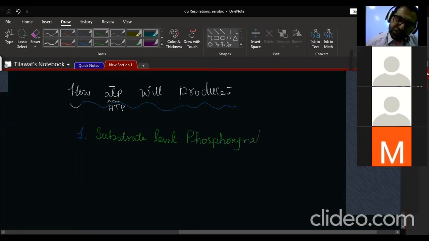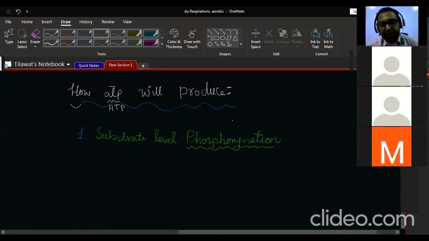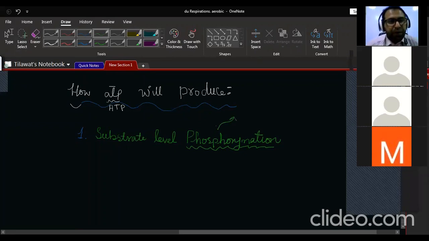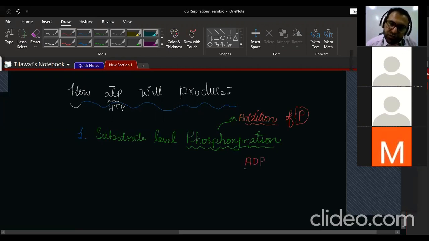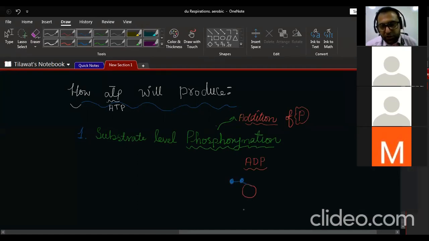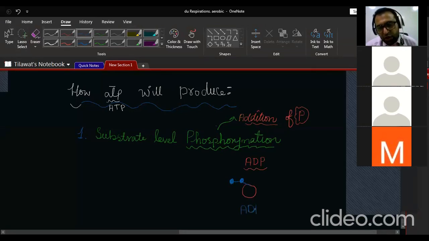What is meant by phosphorylation? Anyone please? Substrate level phosphorylation. Very good. Phosphorylation means adding phosphate to a molecule. Addition of phosphate is called phosphorylation. For example, you have ADP. ADP means adenosine diphosphate. Let's suppose this is adenosine, and to this adenosine, two phosphates are attached. So this is ADP.